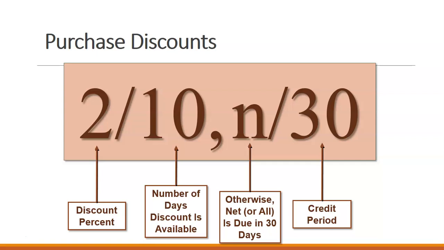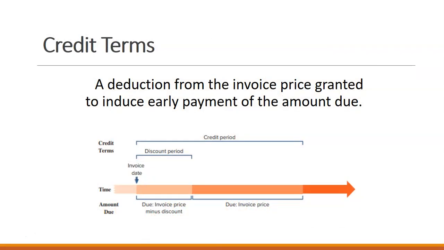So 2, the discount percent. We get a 2% discount from this company if we pay within 10 days. If we don't pay within 10 days, we do not get a discount and we have to pay the full amount within 30 days. When we're looking at the credit term, this is a deduction from the invoice price granted to induce early payment for the amount due. So what that is, is that we really have 30 days to pay.